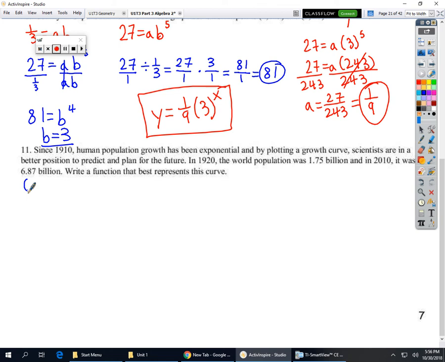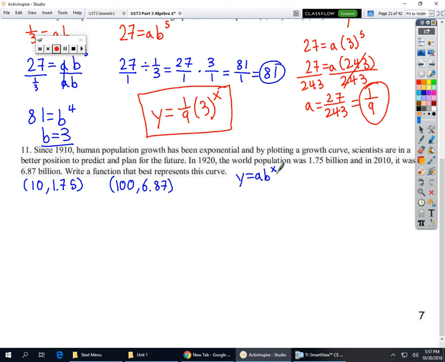So 1920, how many years is that after 1910? That's 10 years after 1910. And the population was 1.75 billion. Next one. In 2010, that's 100 years after 1910. Population was 6.87 billion. So again, this is writing two equations using y equals ab to the x, and then dividing them out.